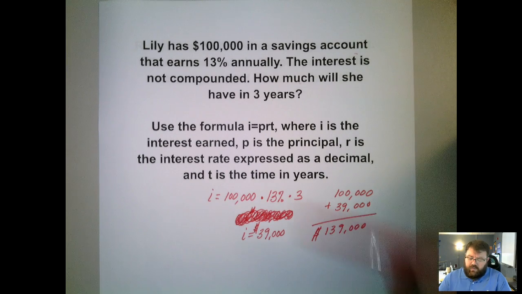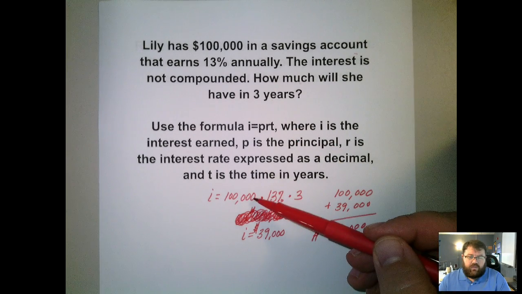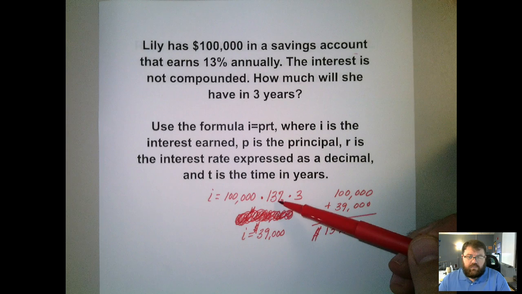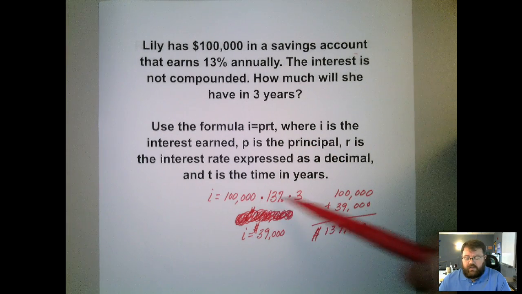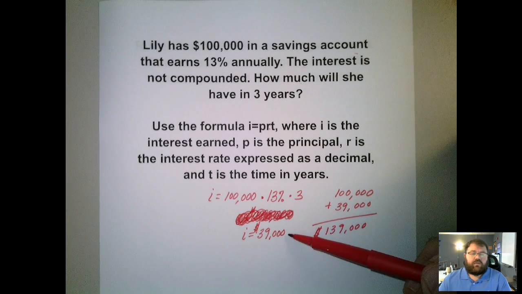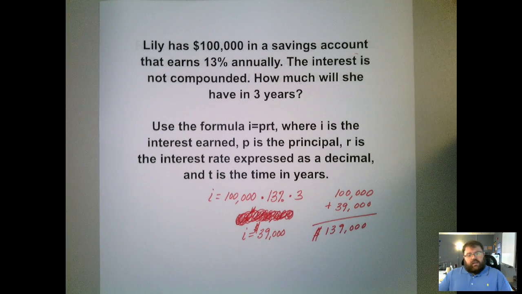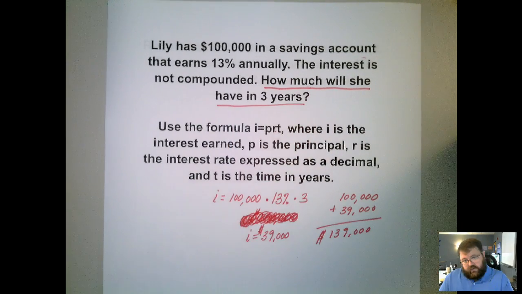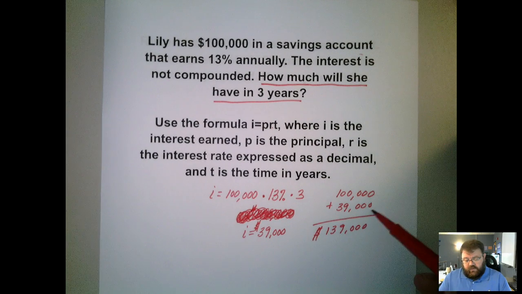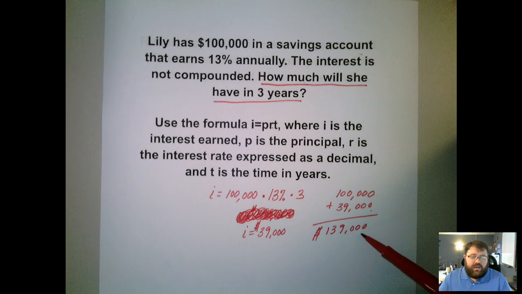Okay, for this question, the principal was $100,000. The rate was 13%. The time was 3 years. I multiplied these three numbers to get $39,000. That is the interest. My question says, how much will she have in 3 years? Well, at the end of 3 years, she would have $139,000.